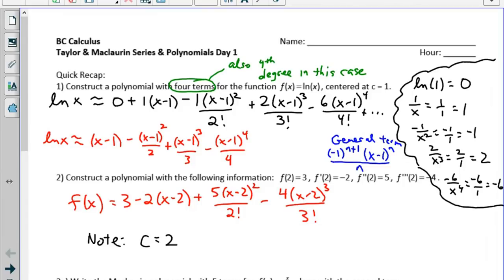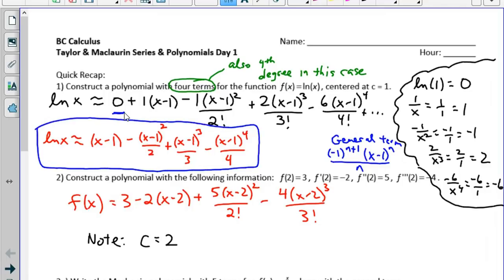So then we write out the polynomial. Notice that 0 we can't count as a term, so we have to go to 5 terms, so to speak, so that we can get 4 terms listed for the natural log of x in our polynomial here. And then I wrote the general term in blue over on the right.